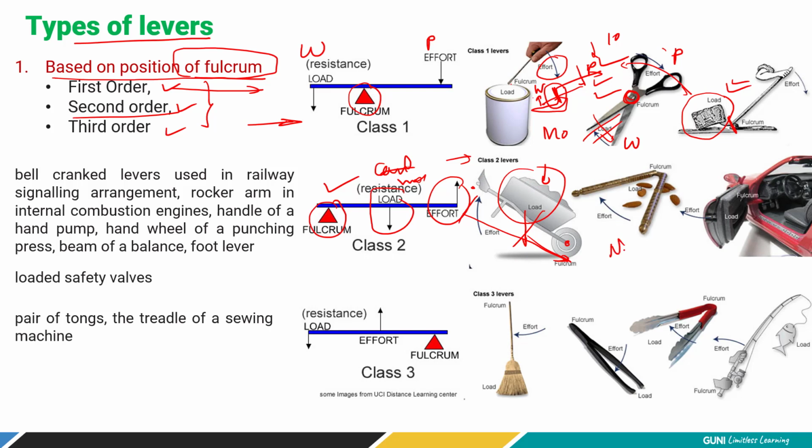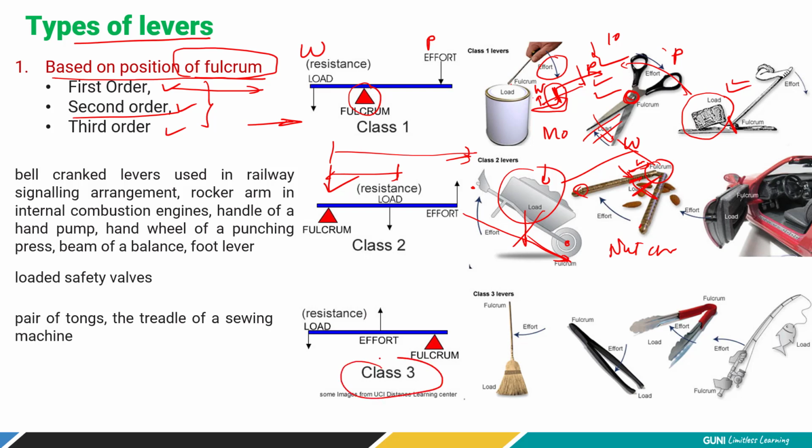Even in this nutcracker example, this is our fulcrum and this is our effort arm. The effort arm is larger, and we are putting nuts over here. So the nut is basically our load, which we are going to crack, so we need to apply effort. So here in class 2, or the second order, the load is always in the middle and the effort is always at the far end.